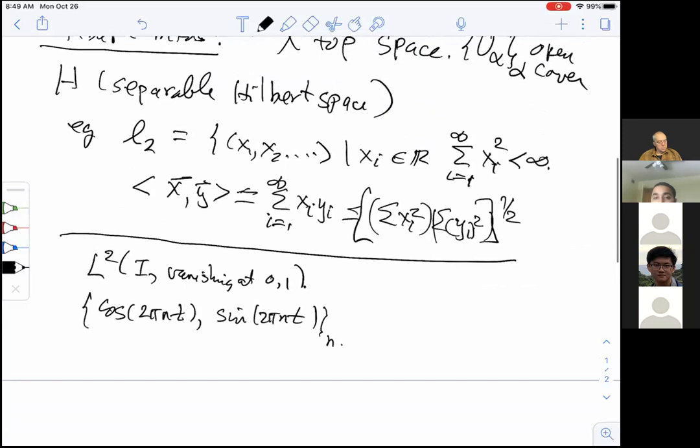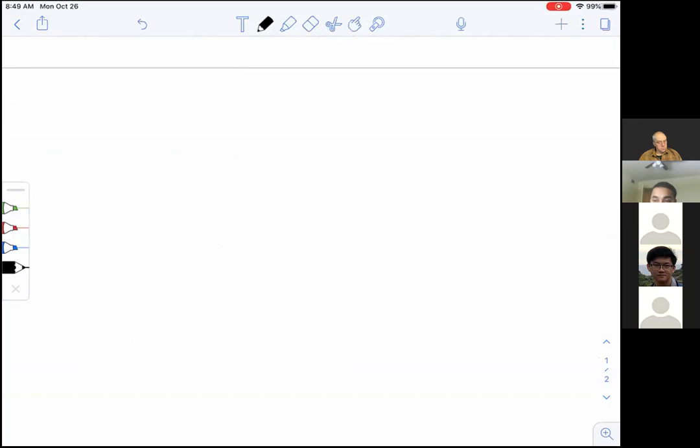So our local coordinates are going to lie in this separable Hilbert space. For each alpha, we have a homeomorphism from our open set in X to an open set in the Hilbert space. And the overlap functions are required to be smooth functions of these open sets in the Hilbert space.